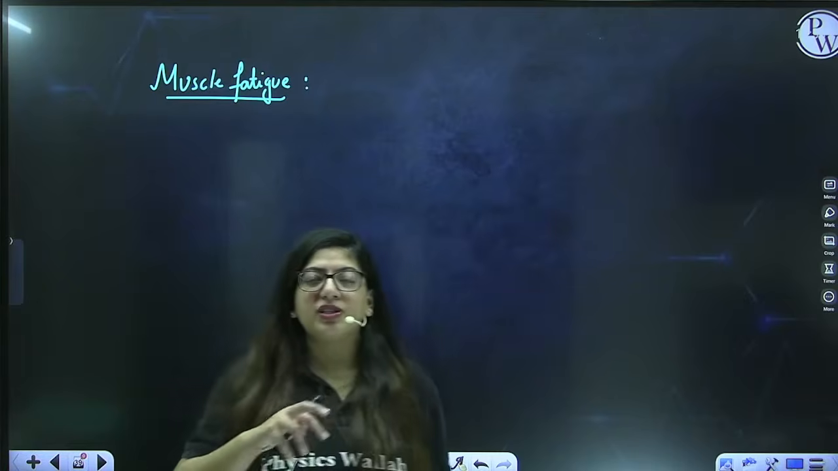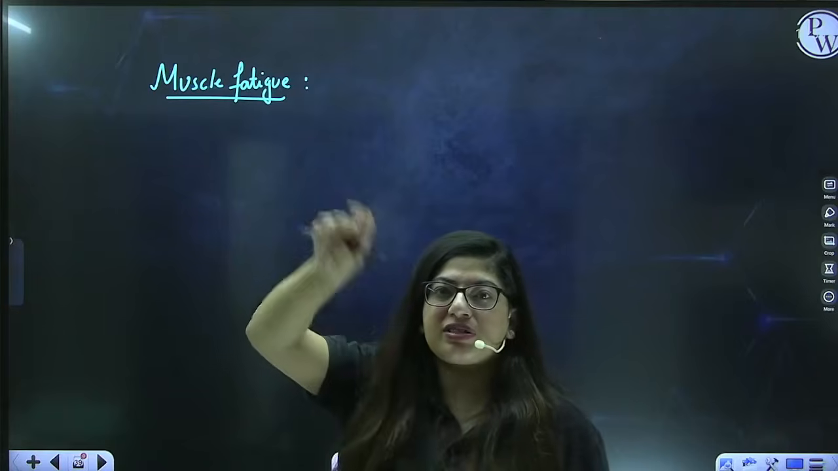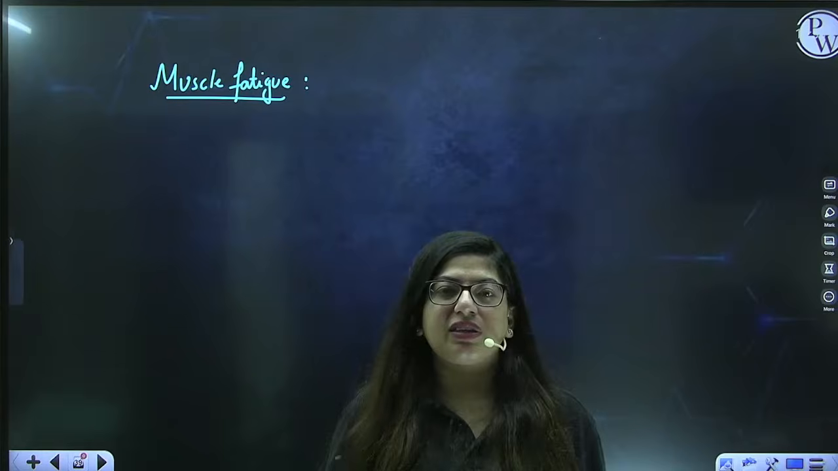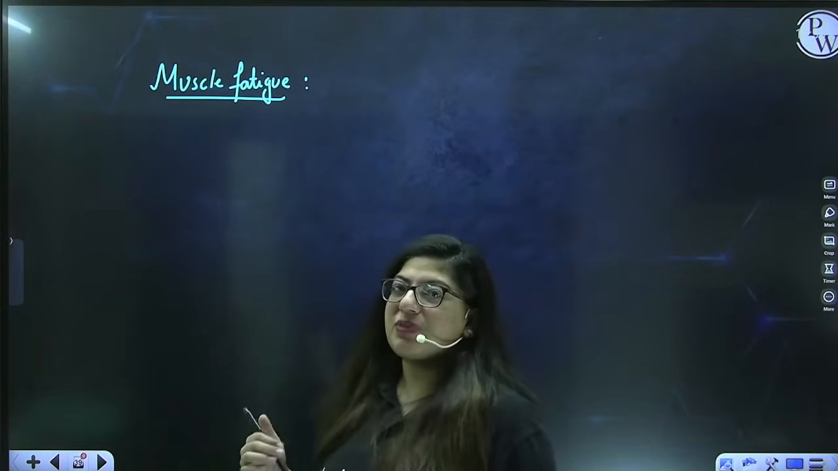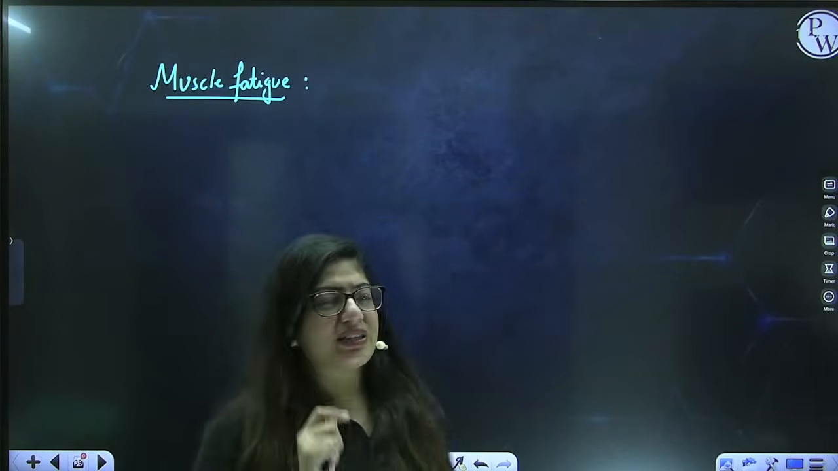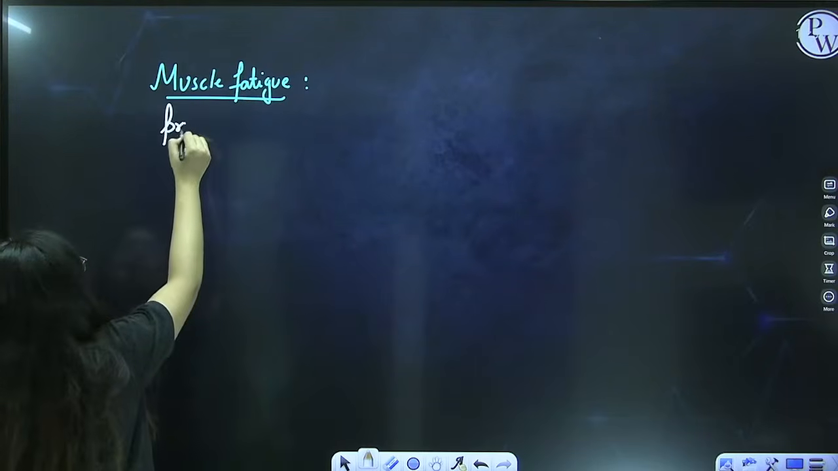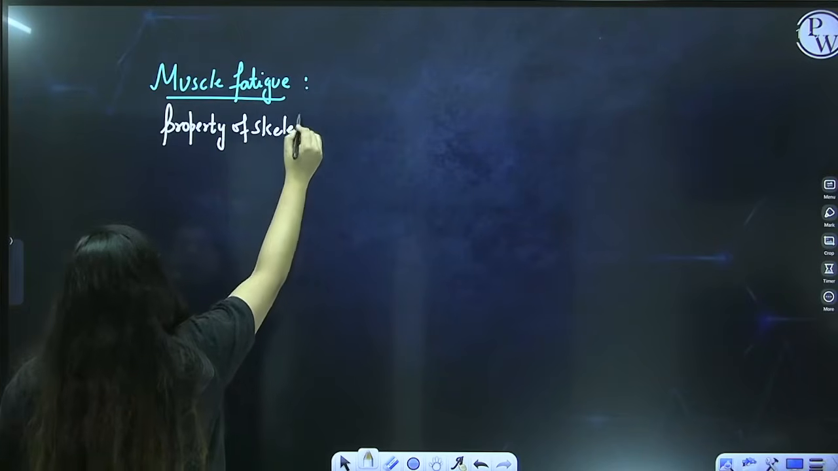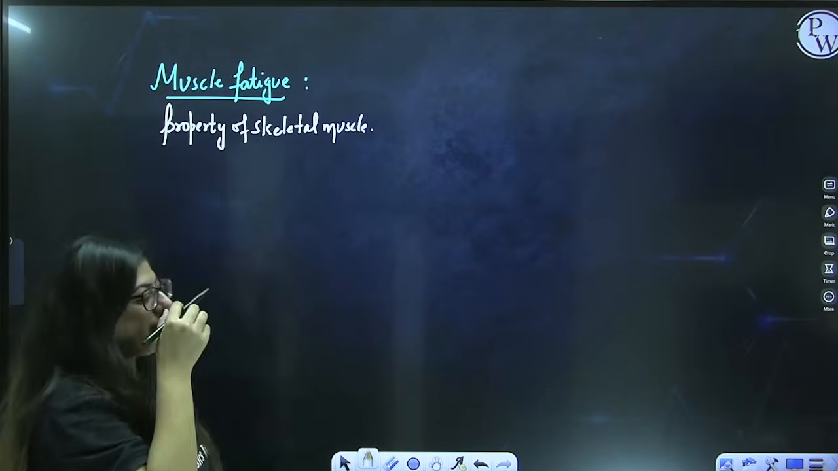Or whenever you're hiking or going to certain temples by walking, like in Vaishno Devi, people climb up the mountains and go to that temple. So when they return, they usually feel cramps in the muscles and they are not able to walk properly. So what are these cramps and what is muscle fatigue? First of all, muscle fatigue is a property of skeletal muscle.